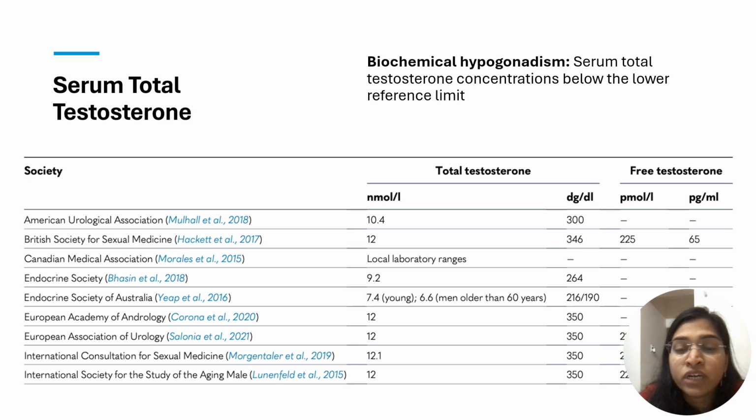So, what is biochemical hypogonadism? Biochemical hypogonadism means serum total testosterone concentrations are below the lower reference limit. And these are the different societies that have given different values for the serum total testosterone. On the basis of that, we have to decide which patient is having biochemical hypogonadism. But what is most commonly used is 350 as the cutoff value. So if serum total testosterone values are less than 350, then we diagnose that patient as biochemical hypogonadism.